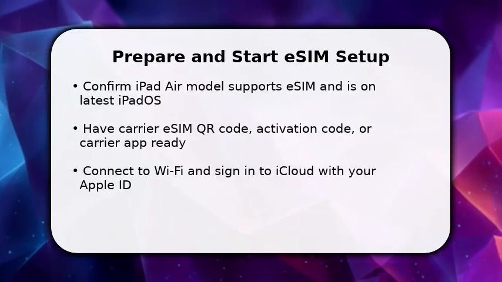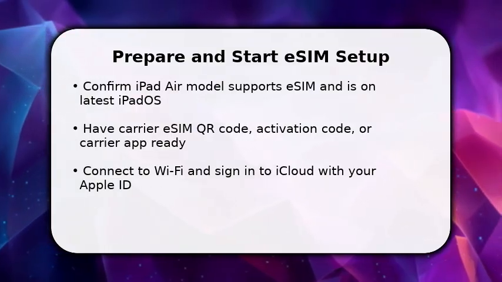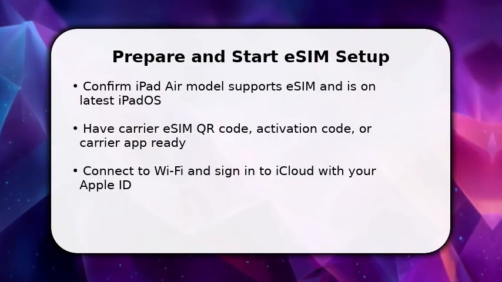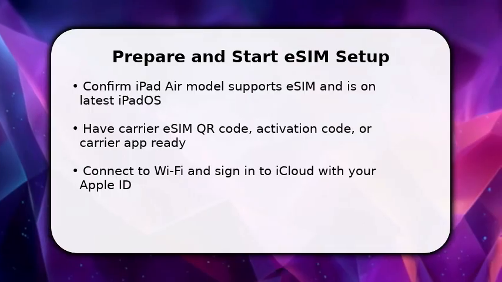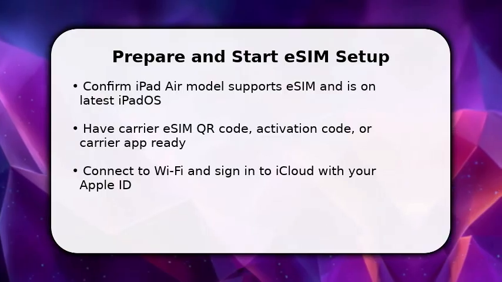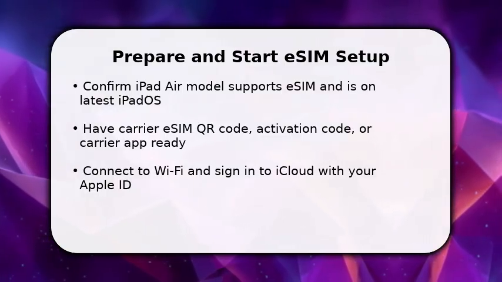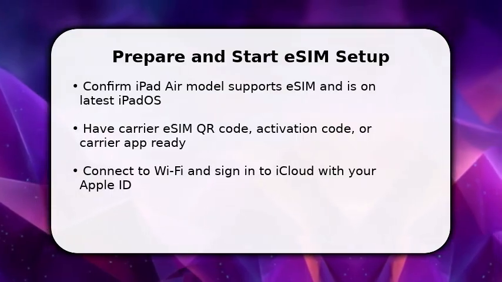You begin by confirming your iPad Air supports eSIM and is updated. This avoids compatibility errors. Once done, open Settings and tap Cellular. This directs you to the eSIM workflow. Make sure you have the carrier QR code or activation details nearby because you will scan or enter them. If the carrier provides an app, download it now.